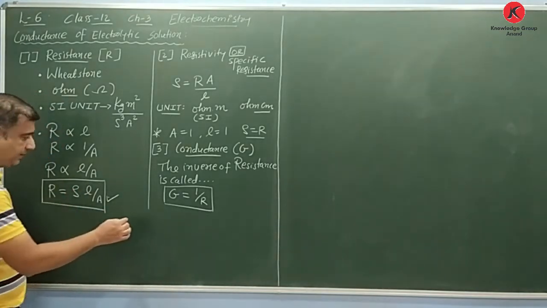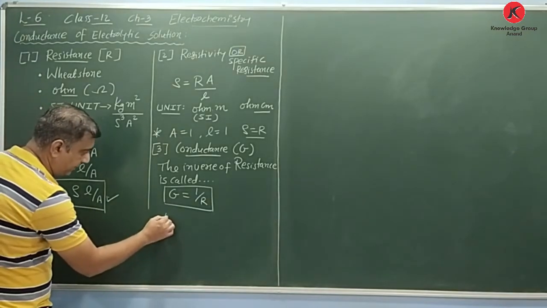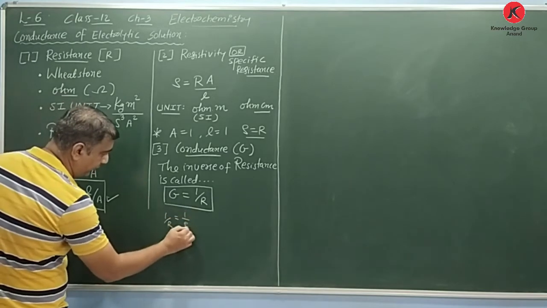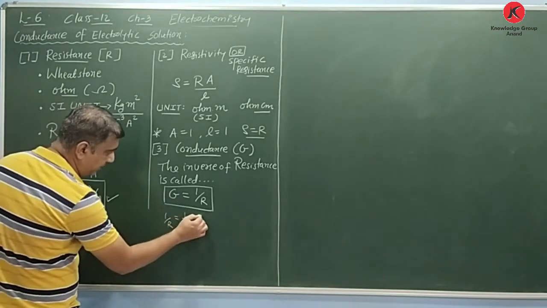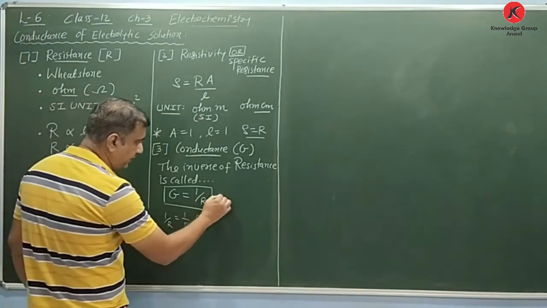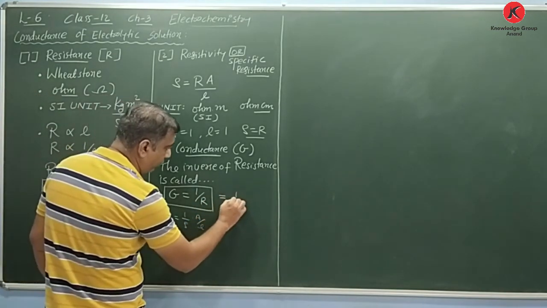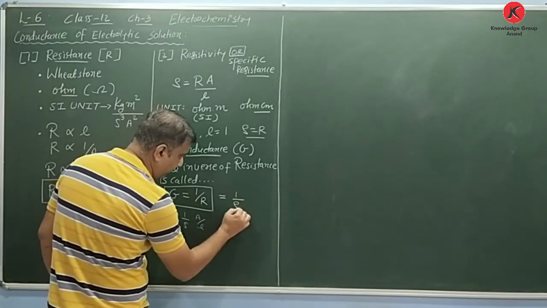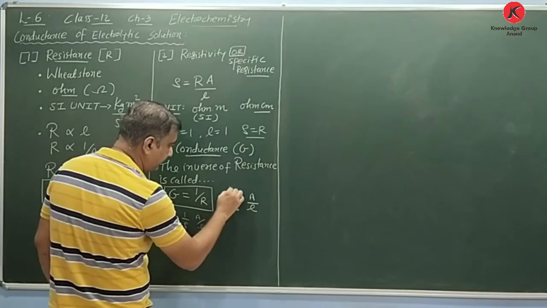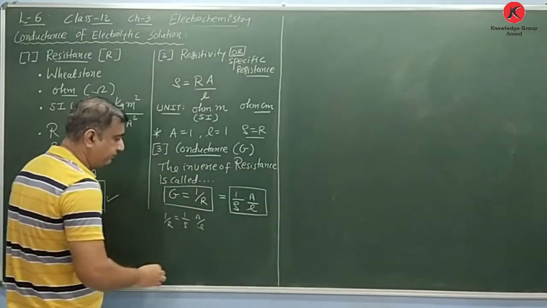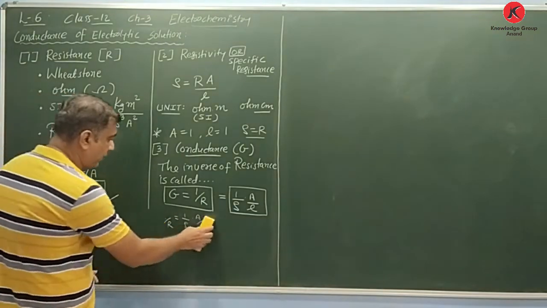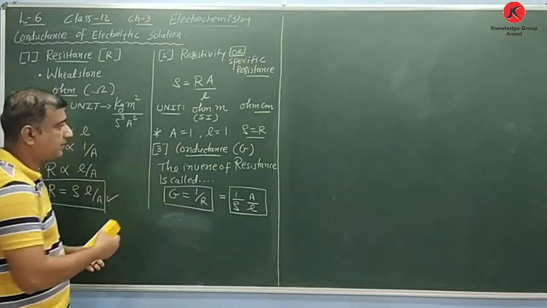Otherwise, from this we can also write R equals rho L by A. That means 1 upon R equals 1 upon rho times A by L, taking the inverse. So we can also write that this will be equal to 1 upon rho into A by L. This is the formula of conductance.